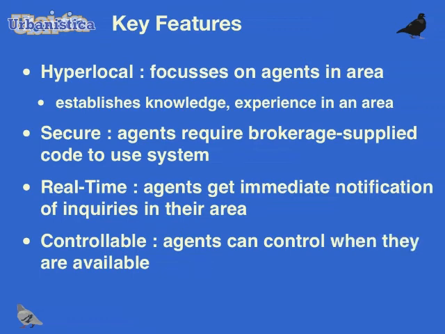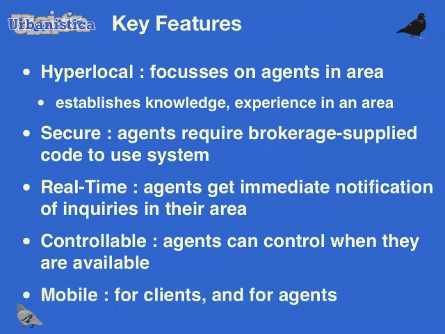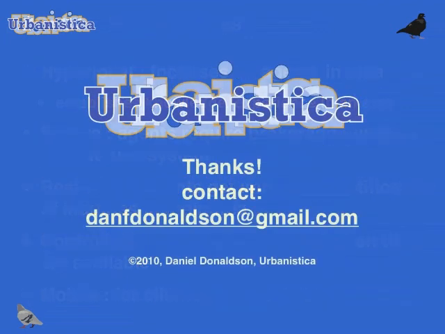It's controllable. Agents can turn off that capability at any time. So when they're working on a deal, when they're working on putting a listing together, they can turn it off and not be bothered. And at the same time, it's mobile for both clients and for agents. So whether you're in the office, in your car, at an open house, or at home, you can elect to turn it on or turn it off. And for clients, the same is true, either by automatically locating themselves using the GPS features of their phone, entering addresses, or simply tapping on an area of interest. They can find the agents relevant to that area.